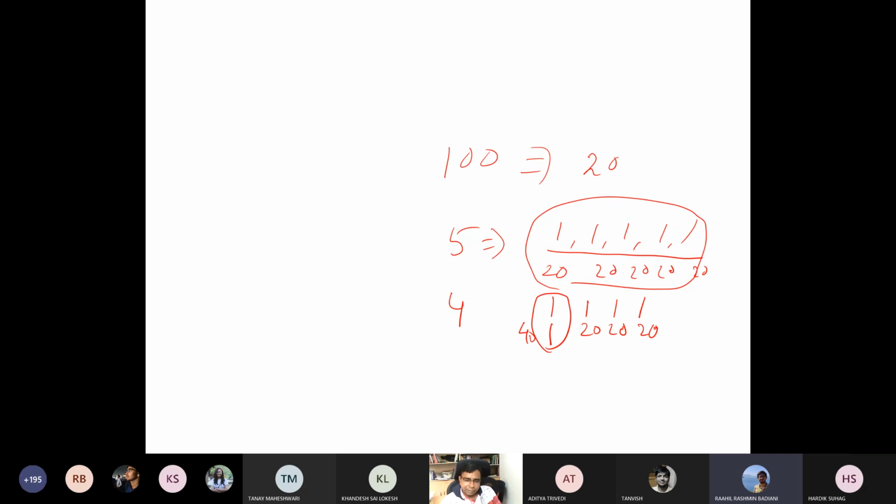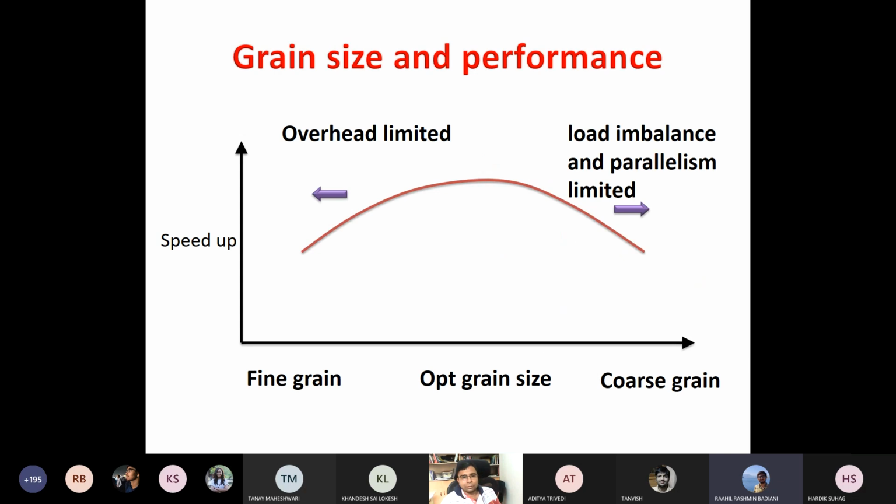If the grain size is smaller, then every time you need to redistribute the work, so communication will be more. Fine grain means more communication. Coarse grain means if you increase the chunk size, then load imbalance may occur. So there is an optimal grain size for every parallel application.